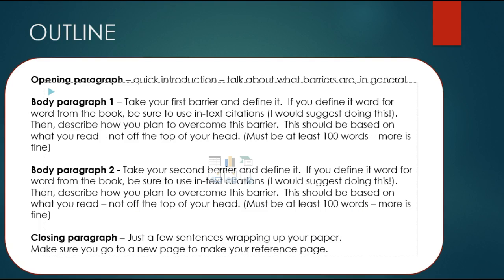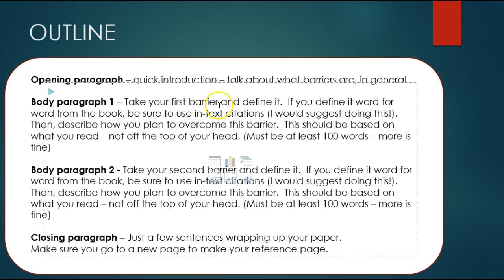So let's look at the outline, exactly how this is going to be written. All right, so your opening paragraph is a quick introduction. You're just going to talk about what barriers are in general, so you could just discuss them. Remember, no more than 2 or 3 sentences. That becomes way too much. However, 1 sentence is not a paragraph. It's just a lonely sentence.